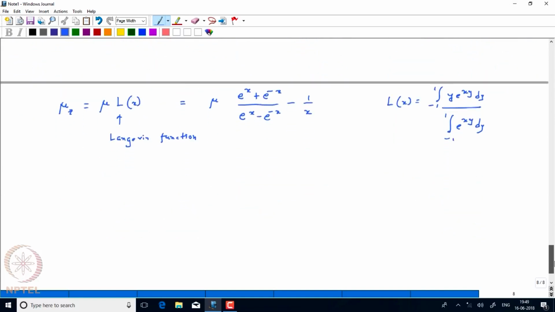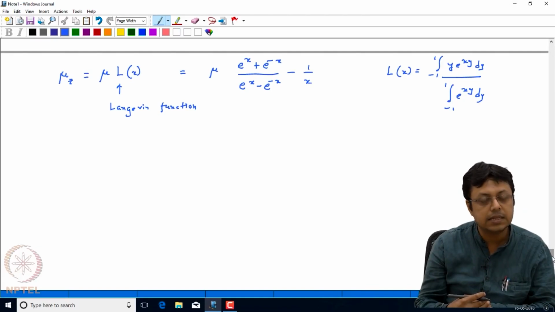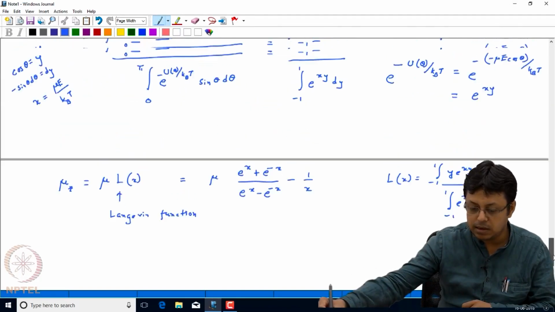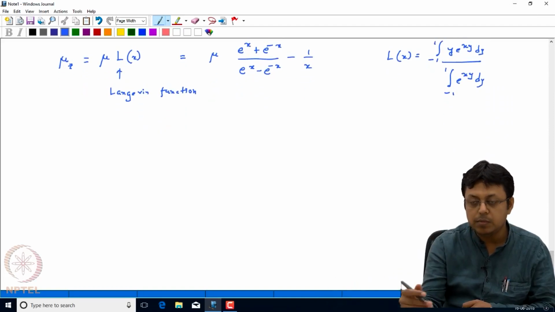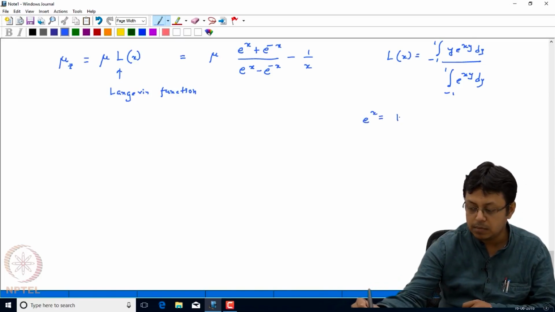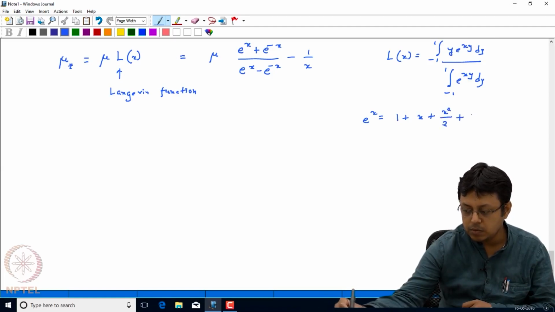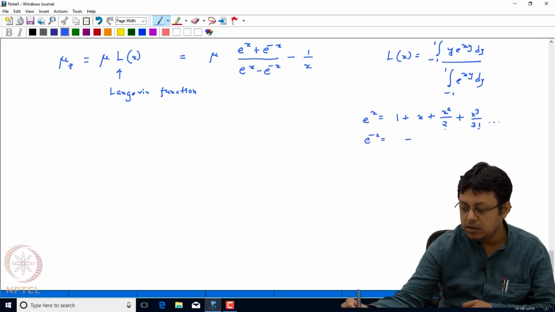So this will be the final form of mu z, but again x we have to substitute, because x, as we said, is nothing but mu E divided by kBT. Now what will be the form of that? We have to expand e to the power x and e to the power minus x. You know that e to the power x is 1 plus x plus x square by 2 factorial plus x cube by 3 factorial and so on. Similarly e to the power minus x will have all these terms, and whenever we have x or x cube we'll have a minus sign.